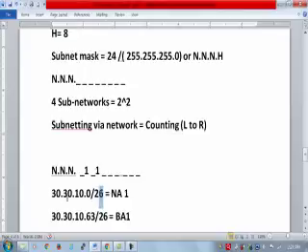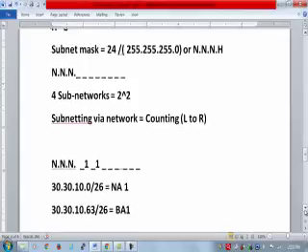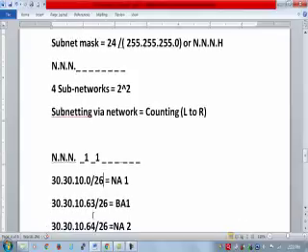my network 30.30.10.0/26, that is 24 plus these 2 is 26. So this is my network address 1. Then I told you that instead of writing the broadcast address 1, the best and the simplest procedure is to try to find out the network address 2. The network address 2 is very simple to identify.